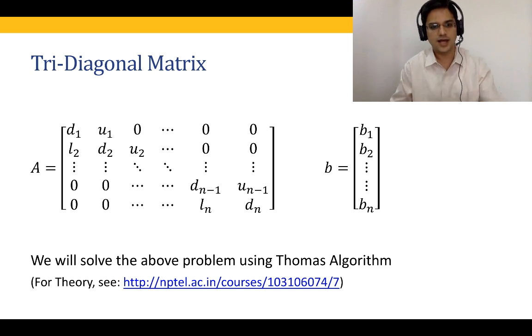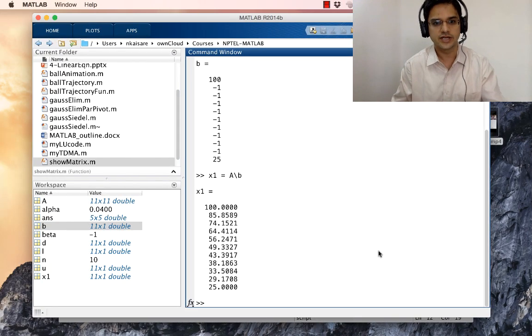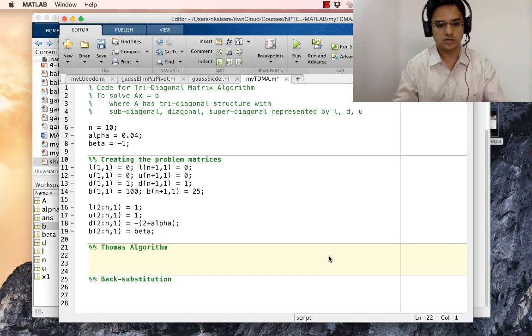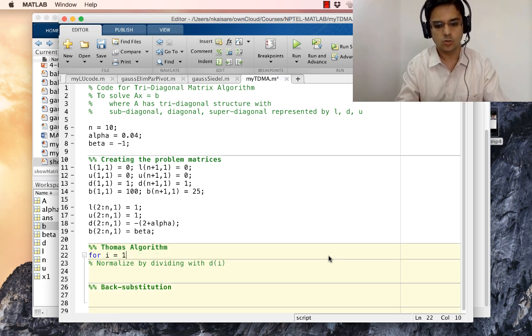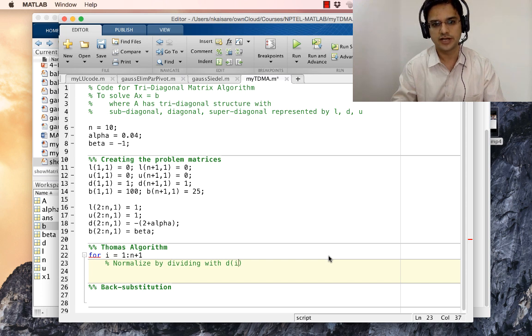So let's go and start working that out. In the Thomas algorithm, the first step is going to be normalize by dividing. Okay, let us put this in a loop for i equal to 1 to n plus 1. The loop should not be n plus 1. We'll come to that later. But for now, let's just try to do it for the entire loop.